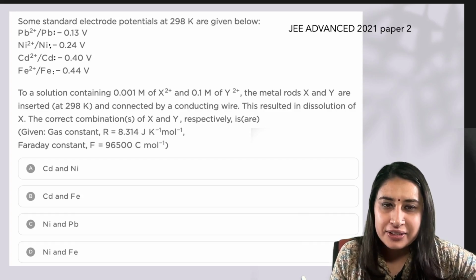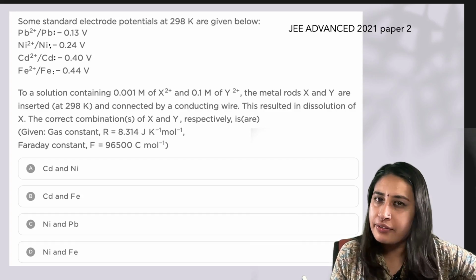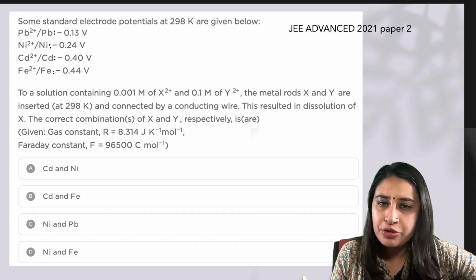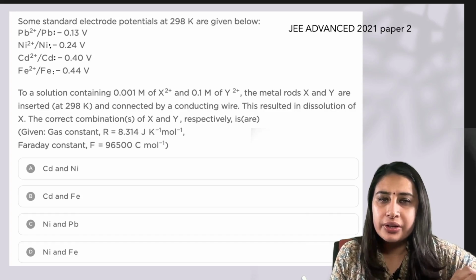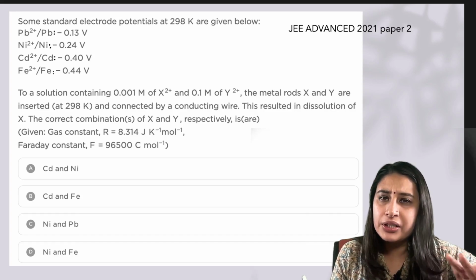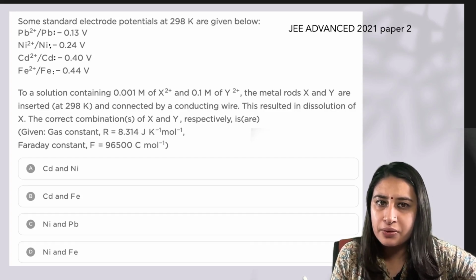Let's get started. Some standard electrode potentials at 298 Kelvin are given to you. All of these are E naught values. Now look at the data given to you. It is talking in terms of x and y. There is a solution of x2+ and y2+. The metal rods x and y are inserted and connected by a conducting wire.